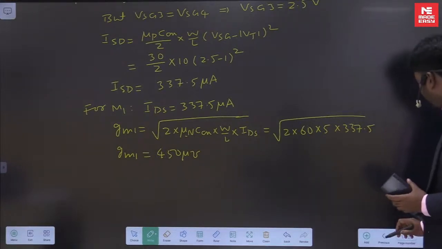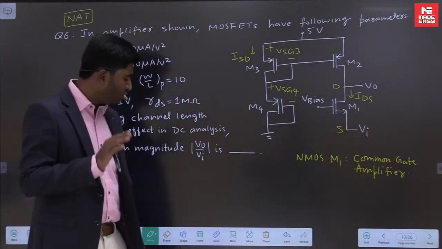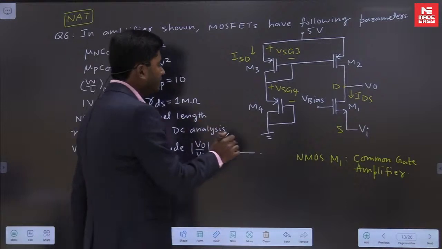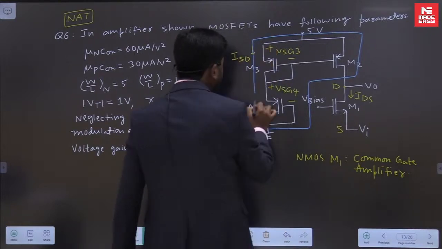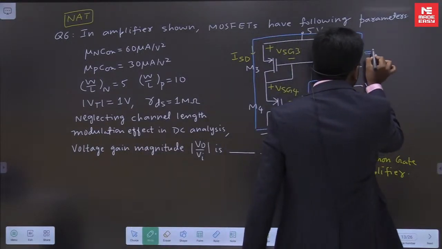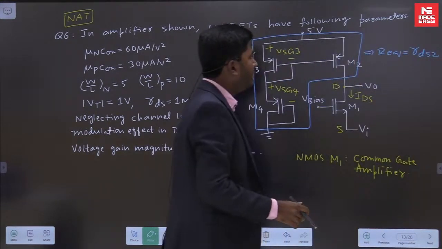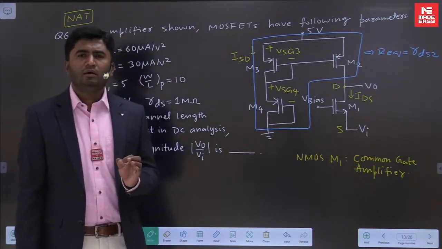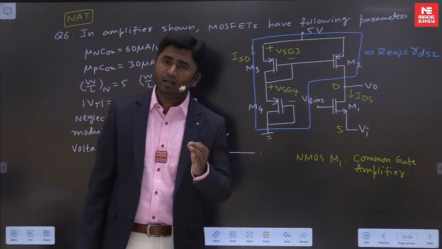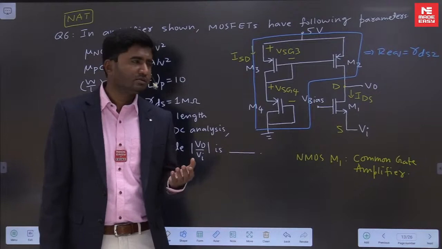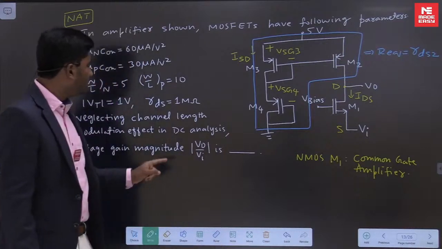And now if you look at the circuit here, M1 is acting as a common gate amplifier, no doubt, and this current mirror will be replaced with an equivalent resistance. And you know how much is the equivalent resistance for a current mirror? It will be equal to RDS of M2. Everybody knows it from the active load topic, active load in MOSFET amplifiers. When we use a current mirror as an active load, then the equivalent resistance of the current mirror will be RDS of this M2, and that RDS is given in the question as 1 mega ohm.